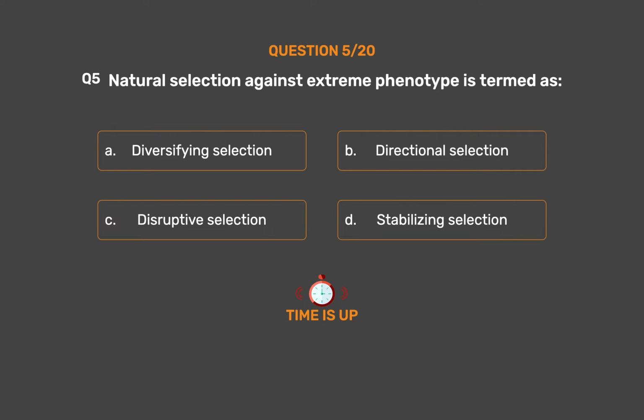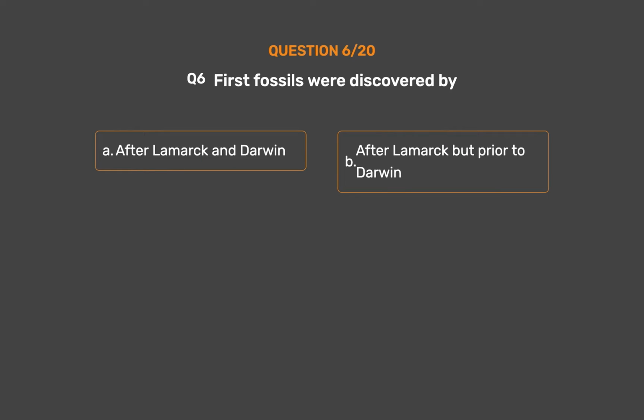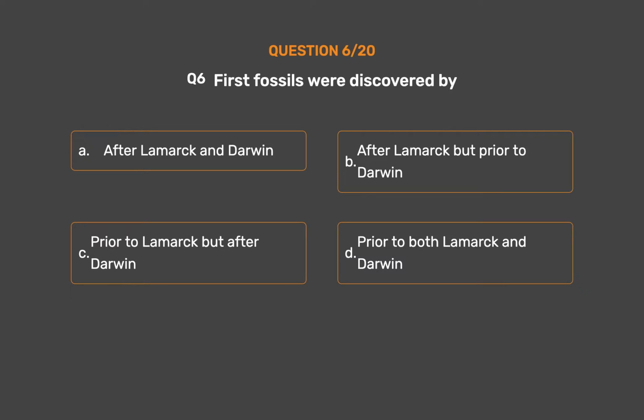The correct answer is Option C. Disruptive selection. Question number 6. First fossils were discovered by Option A. After Lamarck and Darwin. Option B. After Lamarck but prior to Darwin. Option C. Prior to Lamarck but after Darwin. Option D. Prior to both Lamarck and Darwin.